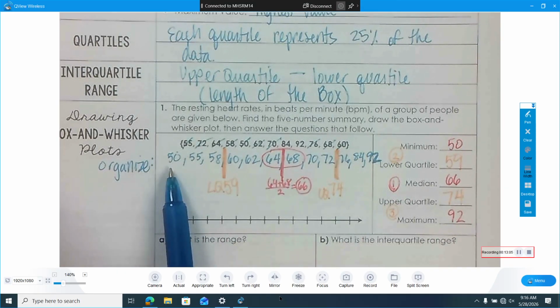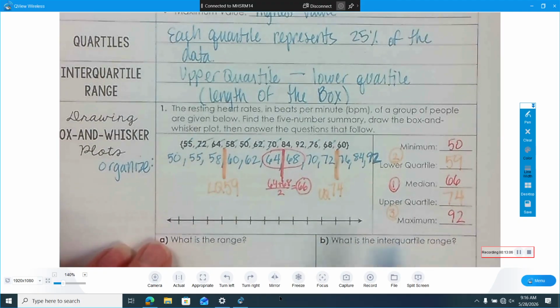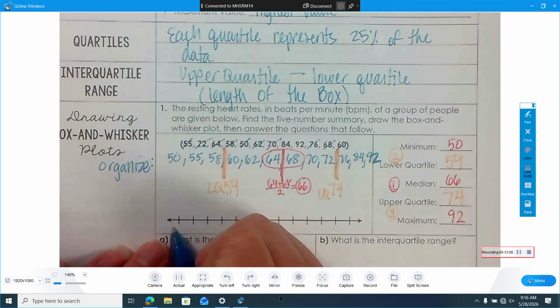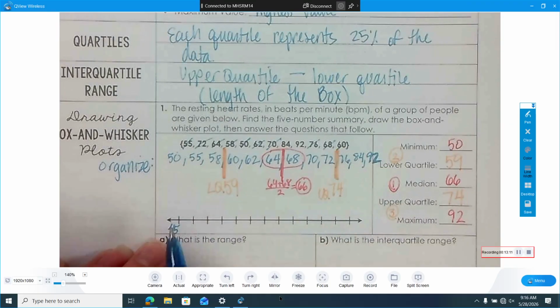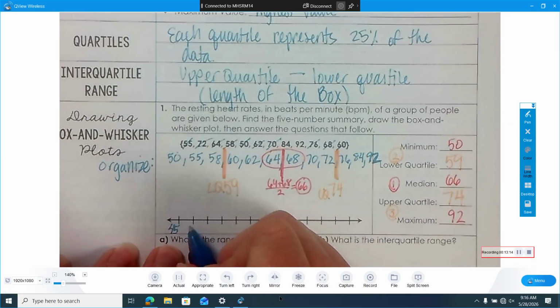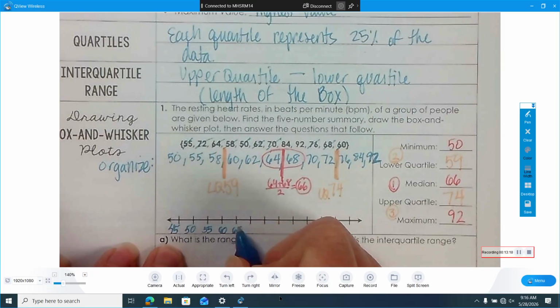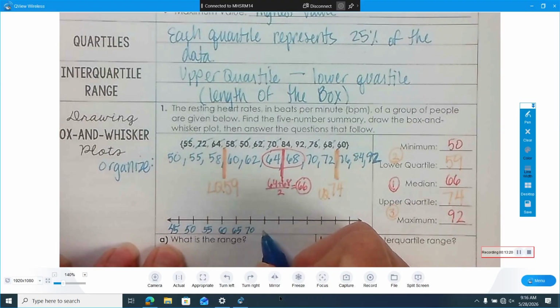Let's see. Our lowest data is 50 and our highest is 92. So I think I'm going to start here counting at maybe 45. And then I'm going to count by 5. So 45, 50, 55, 60. Got to label.